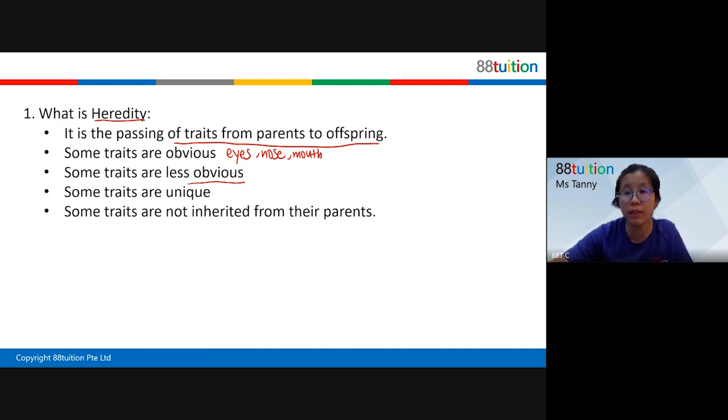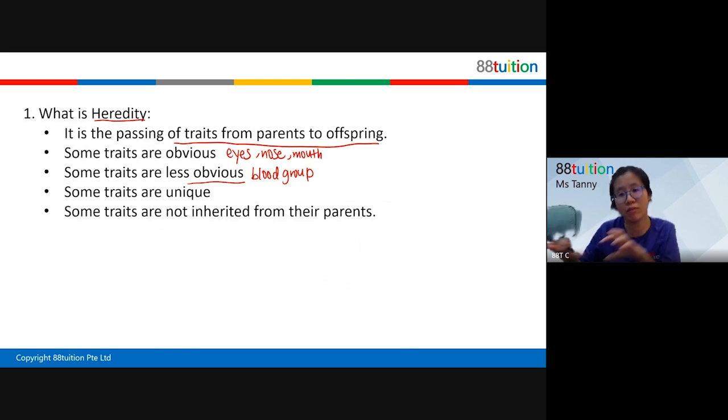The other one, some traits are less obvious. So for example, your blood group. Blood group maybe not so obvious. Like my daddy is A plus. My mommy is B. So in the end, my blood group was AB plus. Then for me, I'm AB plus. My husband is A. Then in the end, my children is maybe O. There are some permutations there which are not in our level to learn.